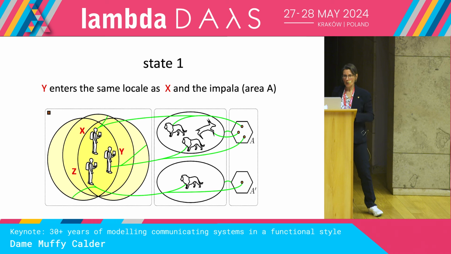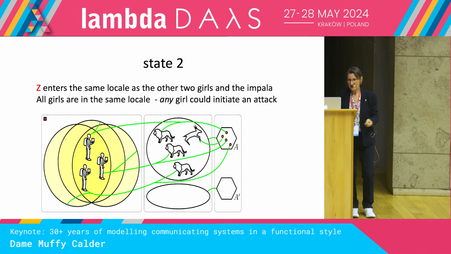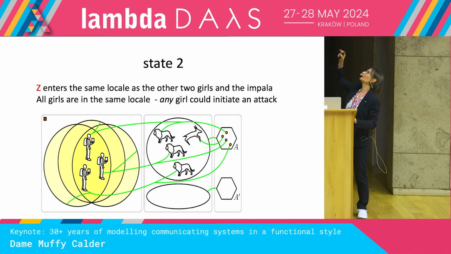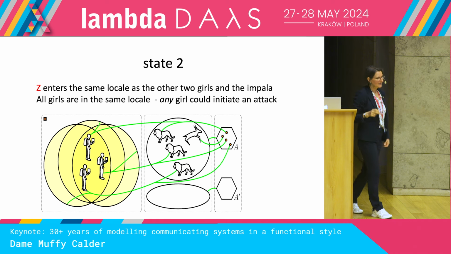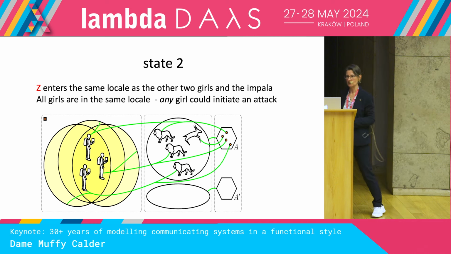In the next state, Y enters the same locale as X, so moves up into the locale with the impala all in area A, right? Z then enters the same locale. So now you see the three girls are linked to lions that are all in the same locale with the impala, and they're all in the same physical GPS-ish location. Great. That was state 2, I think there's 10, don't worry.